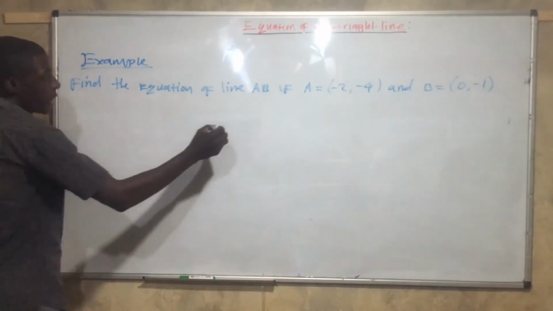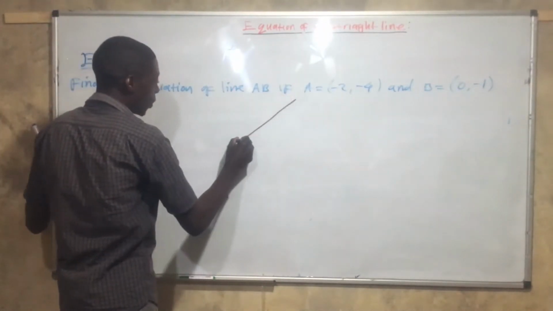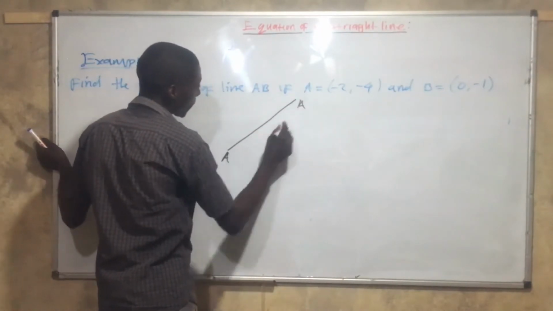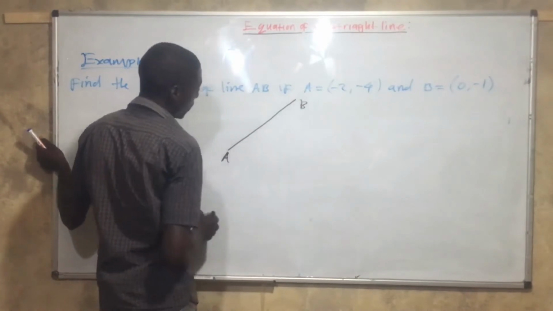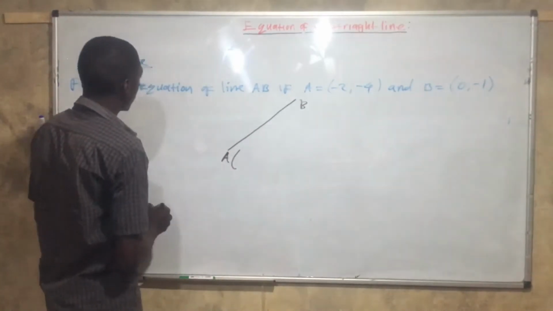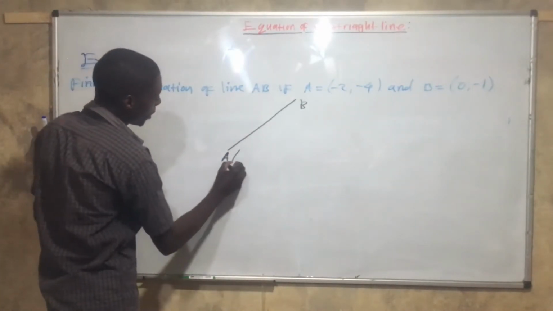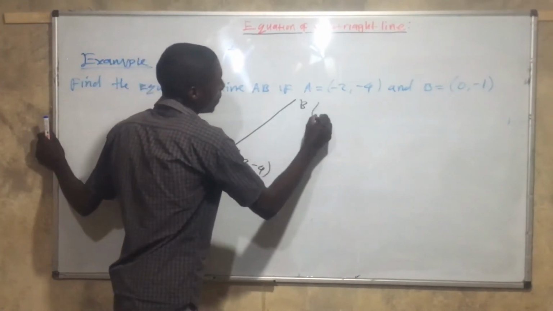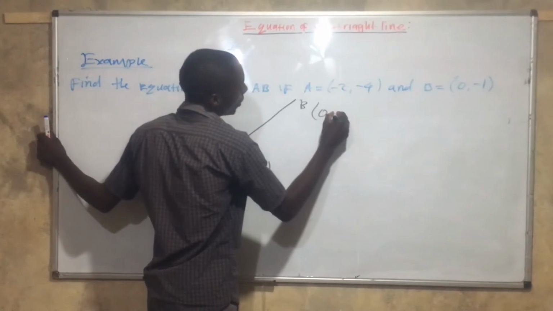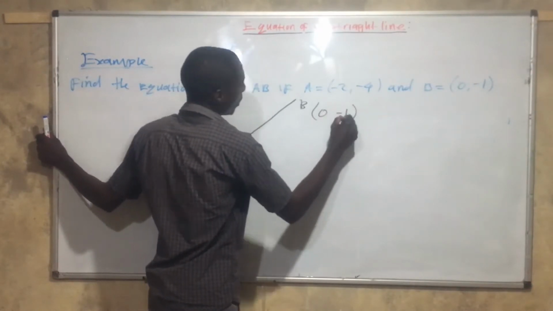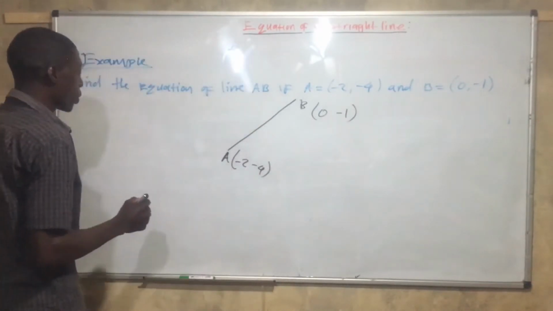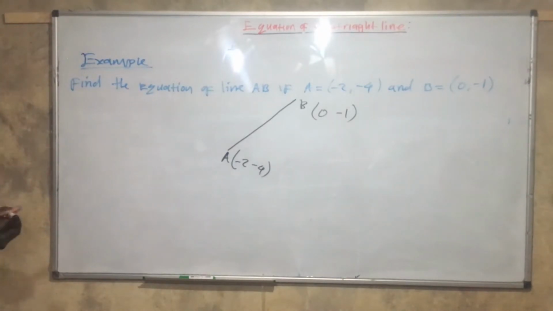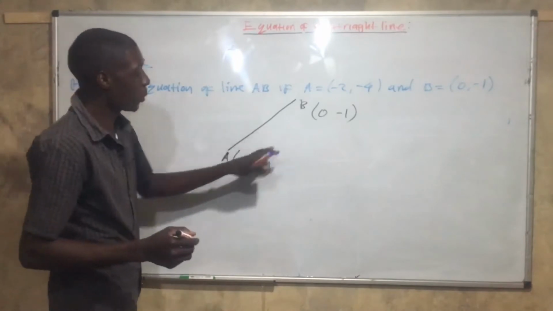So we are just assuming the line. We assume that this is line AB. Then we have the points: at point A, which is (-2, -4), and at B we have (0, -1). If we are told to find the equation of line AB, first we have to find the gradient using these two points.